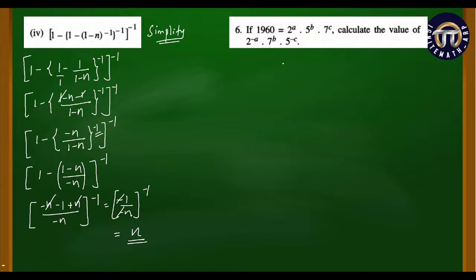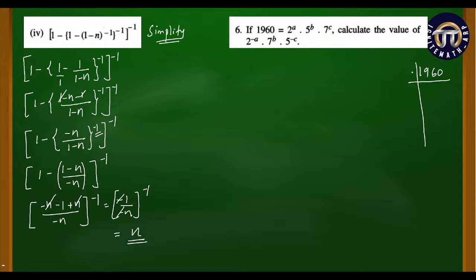It is 1960 is equal to 2 to the power of a into 5 to the power of b into 7 to the power of c. Calculate the value of. Okay, they have given you some expression. You are supposed to calculate the value of that. So now what I do here is, I will prime factorize 1960. First of all, I'll prime factorize 1960.